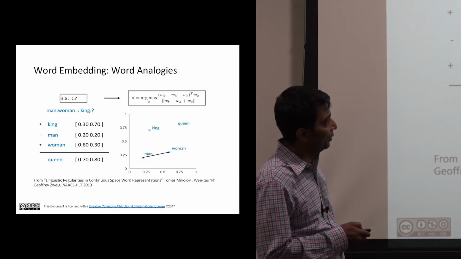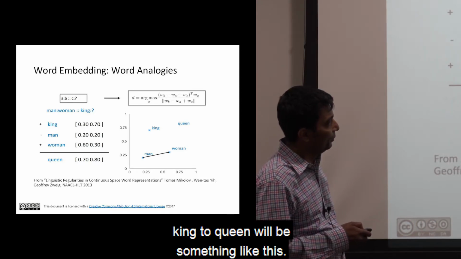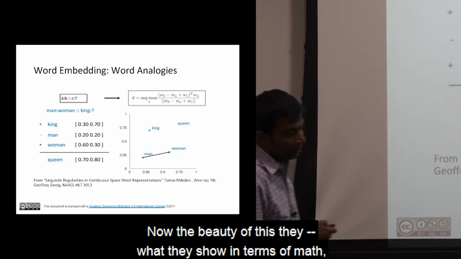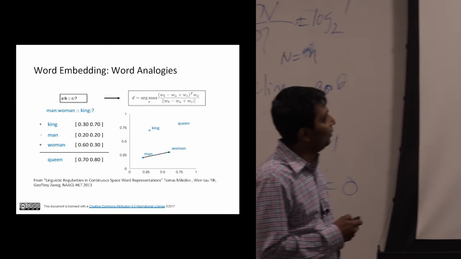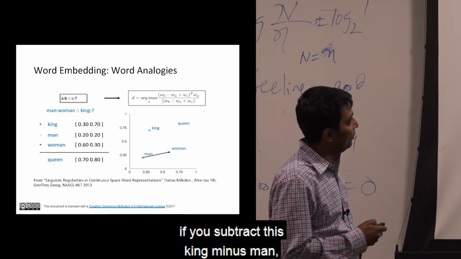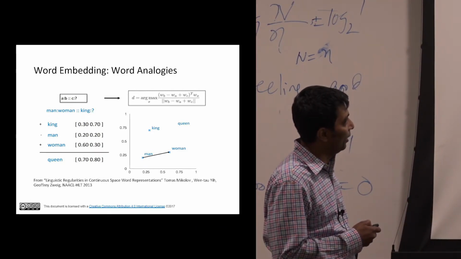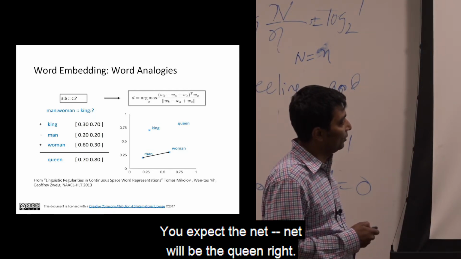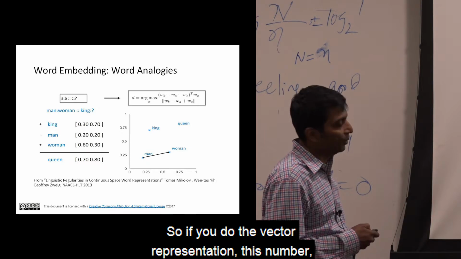So if you calculate the vector man to woman, the direction will be something like this, king to queen will be something like this. Now the beauty of this, what they show in terms of math, if you do king minus man plus woman, what do you expect? You expect the net will be the queen, right?